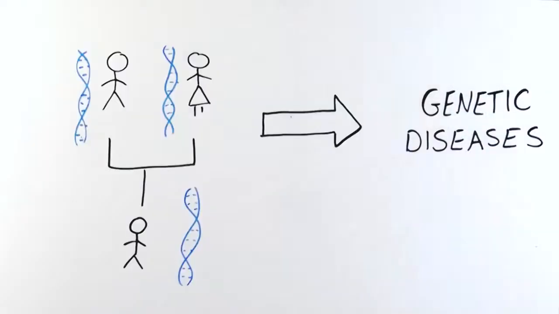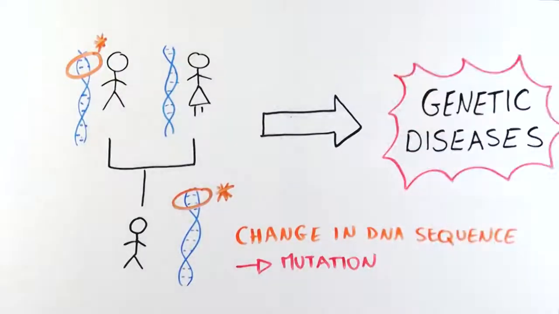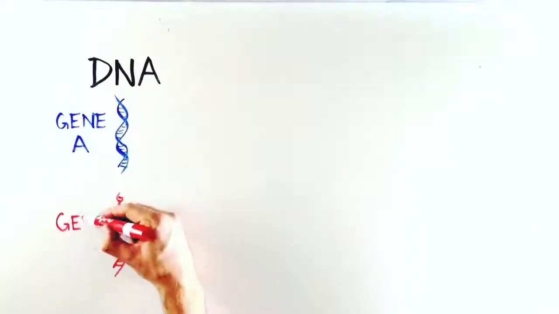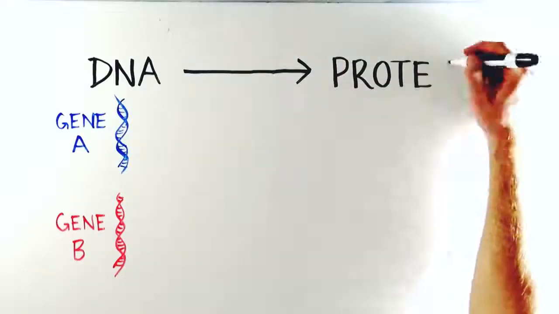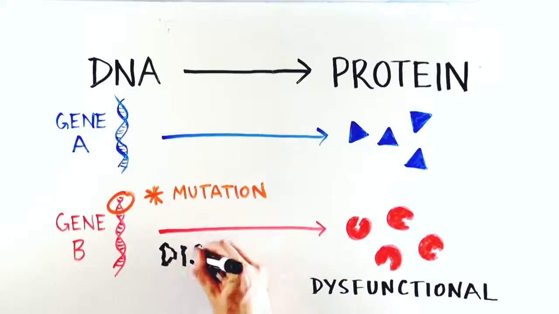Genetic diseases are due to inherited changes in our DNA sequence, which we call mutations. Our DNA is organized in genes that produce specific proteins. Some mutations prevent the production of a functional protein, and this may cause disease.